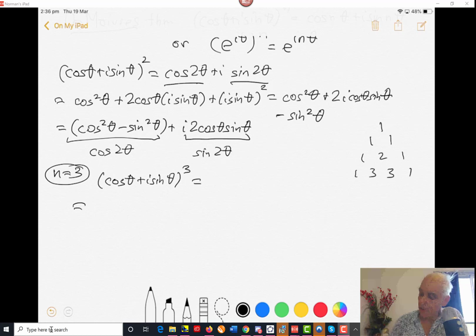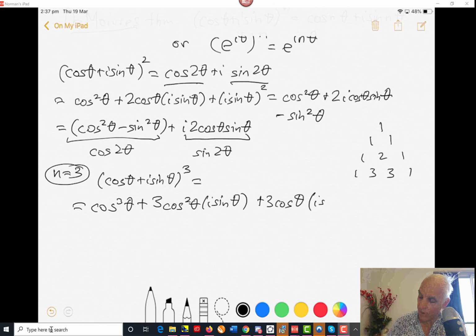So this is going to be cos cubed theta, the cube of the first one, plus 3 times the square of the first term times the second term, and then plus 3 times the first term times the square of the second one, I sine theta squared, and plus the second term, I sine theta, all cubed. We know that I squared is equal to -1, so it allows us to simplify these things.